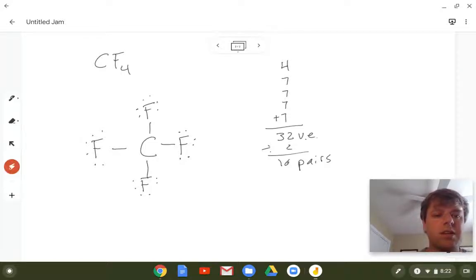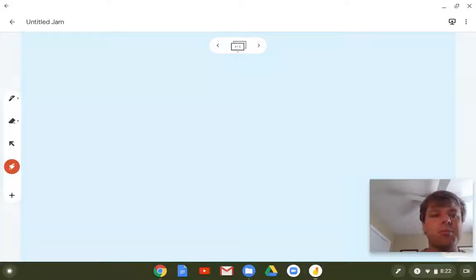Just like this. And so that's 1, 2, 3, 4, 5, 6, 7, 8, 9, 10, 11, 12, 13, 14, 15, 16 pairs of electrons, and everything has 8 electrons around it. So we have managed to satisfy the octet rule, and this is what a Lewis structure for carbon tetrafluoride looks like. So now let's look at a few more.